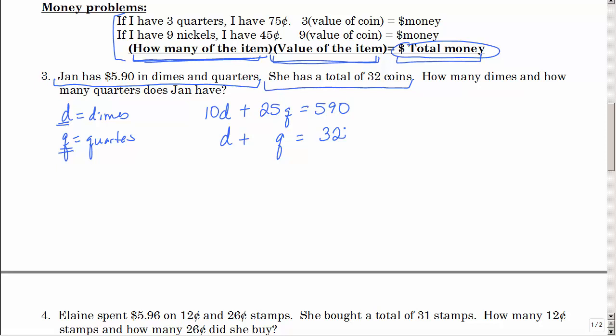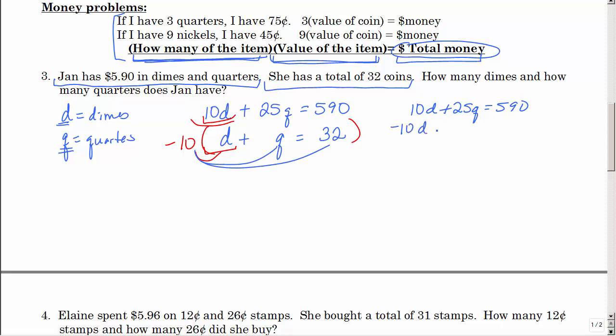I can either use the substitution method or the elimination method. I think I'm going to use the elimination method, and I'm going to multiply this one times -10, so I can have -10D and a positive 10D. So I'm going to copy the first one just like it is, and then I'm going to multiply everything by -10, add them together. That's 0. That's what I want.